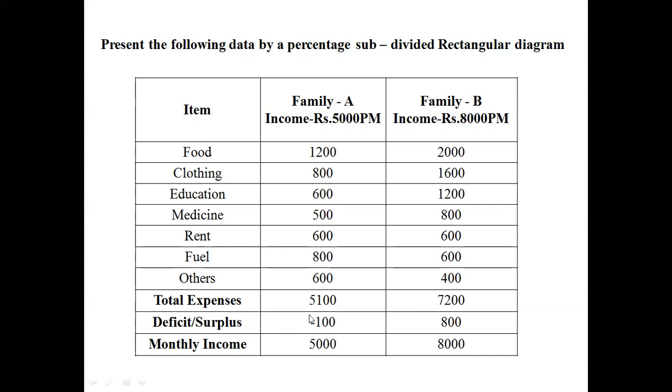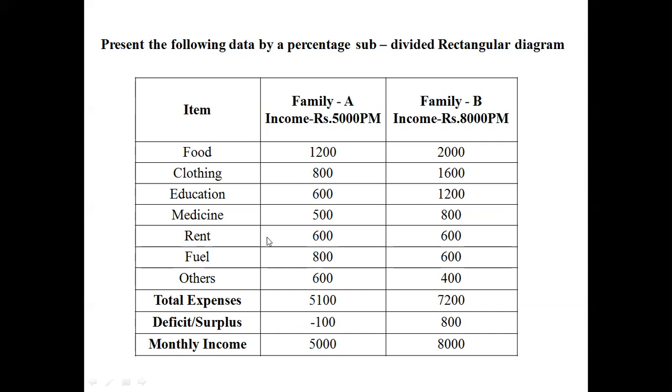See here, 5,000, if you add 100 here, it becomes 5,100. This 100 rupees is a deficit, because the monthly income is only 5,000, but the monthly expenditure is 5,100. This 100 rupees is a deficit. Here there is no positive or negative sign, therefore it is a surplus; here it is a deficit, because a negative sign is there, therefore deficit. Here there is no sign, meaning positive sign only, then it is a surplus.